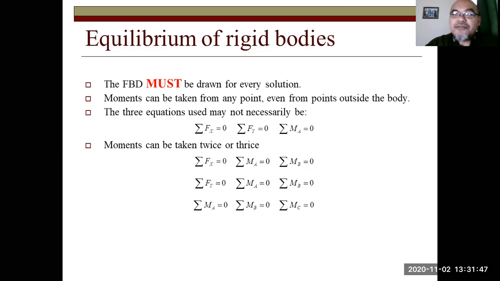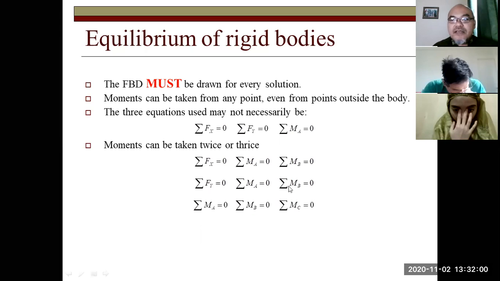Moments can be taken twice or thrice. For example, sigma Fx equals 0, then you use sigma MA equals 0, sigma MB equals 0. Moment about point A equals 0, moment about point B equals 0. You can also take sigma Fy instead of sigma Fx. Sigma Fy equals 0, then sigma moment about point A is 0, sigma moment about point B is 0. Then you can even take three different moment equations: sigma moment about point A equals 0, sigma moment about point B equals 0, sigma moment about point C equals 0.